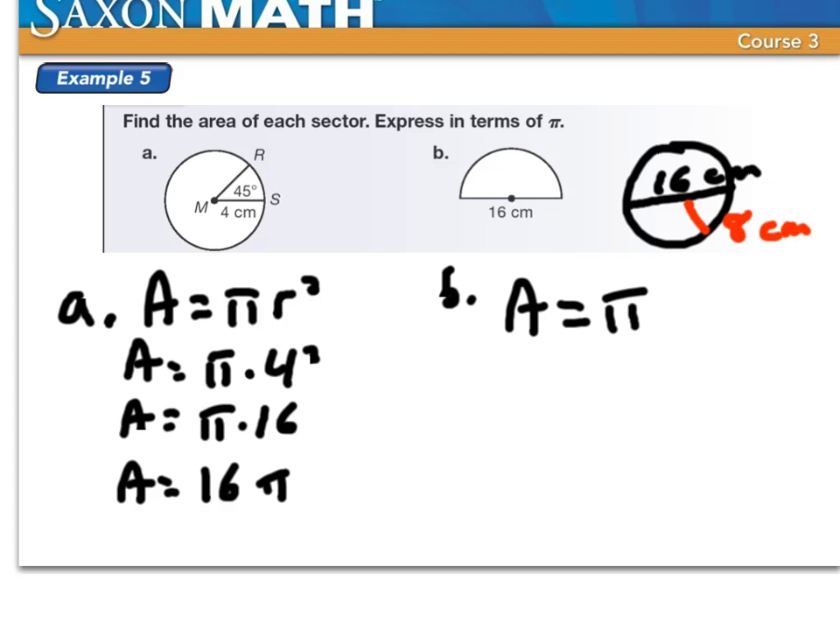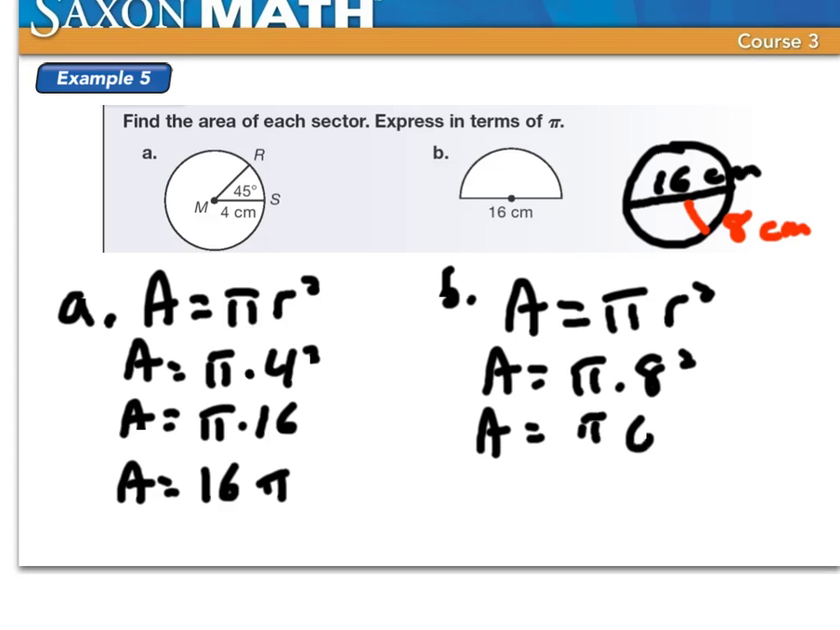So we use our area formula, pi times r squared. We know that our radius is 8, so area equals pi times 8 squared. And 8 squared is 64, so it's pi times 64, or the area equals 64 pi. Well, if you look at this picture, this is a semicircle. Okay, compared to our whole picture here, this is half of that. So the area of our sector is going to be half of our area here.